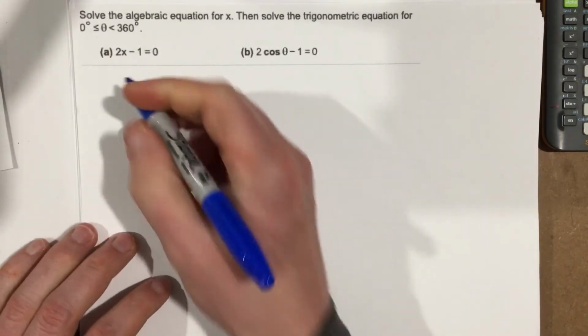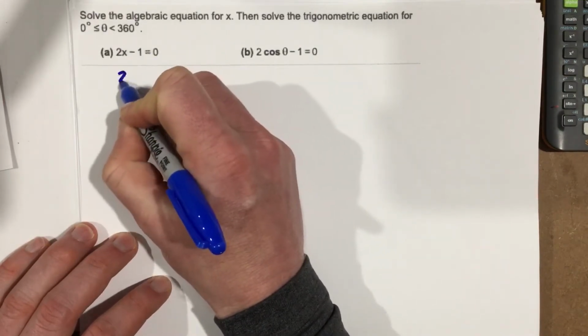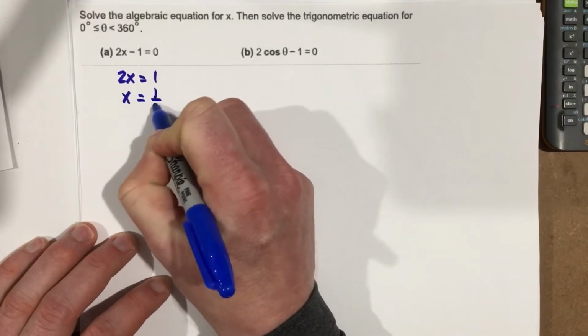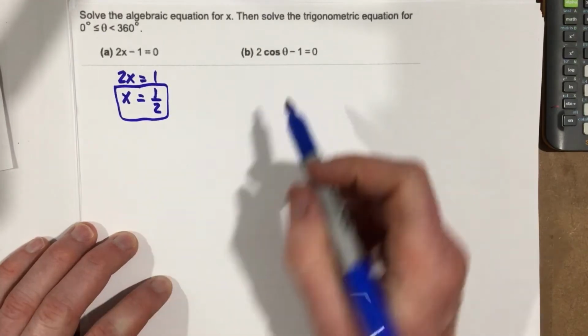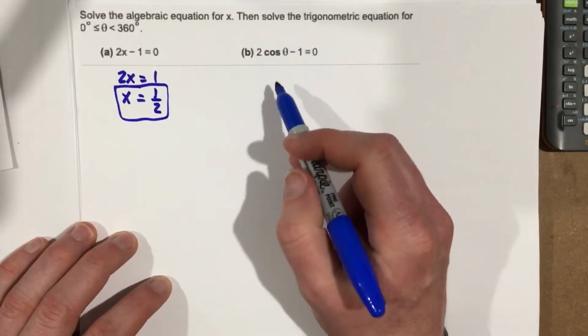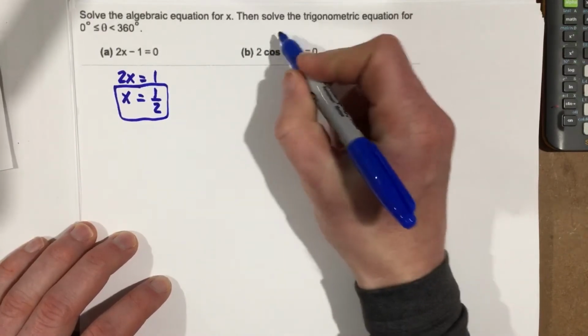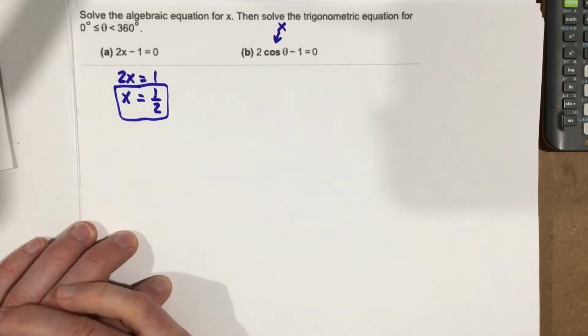Now part A is algebra 1 material here. We add 1 across, we get 2x equals 1. We divide by 2, we get x equals 1/2. Now they're showing you that because they want you to understand that when you solve a trig equation, in this case the cosine theta is like x. So you could even write that this is kind of like x, cosine theta.